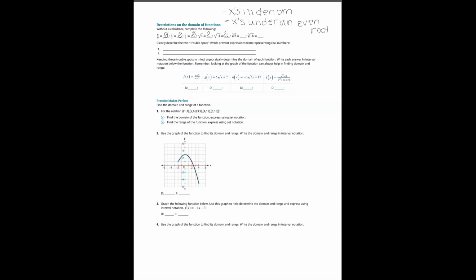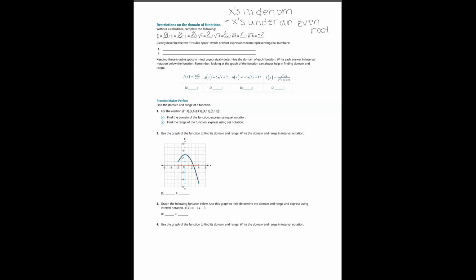Now the cubed root of 8, that just asks us what number do we have to multiply times itself 3 times to get 8? Well, that would be 2. And then the cubed root of negative 8, well, that would be negative 2, right? It's not an even root, so that's not against the rule to have a negative underneath there.